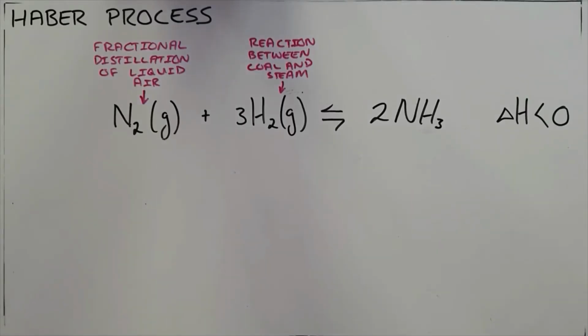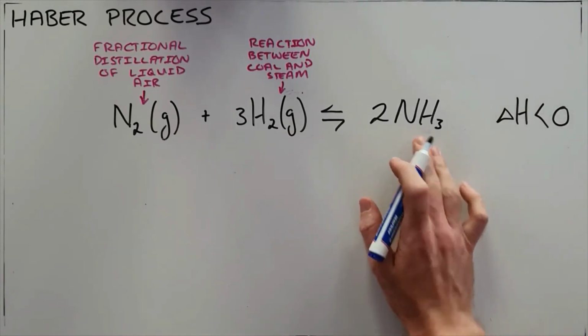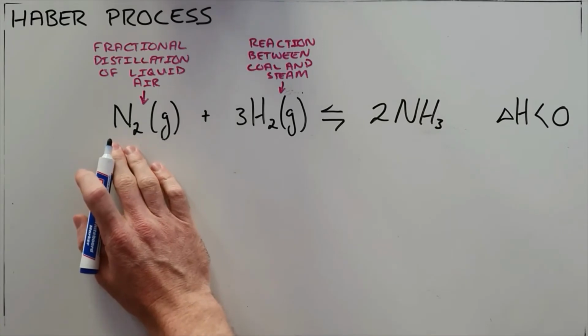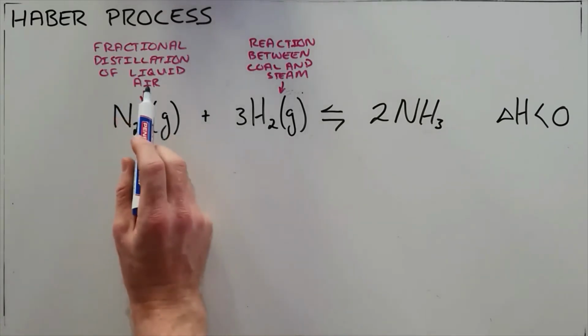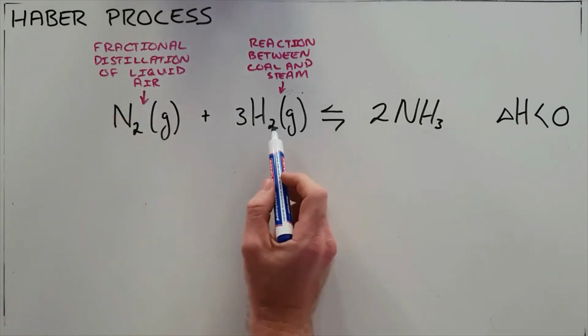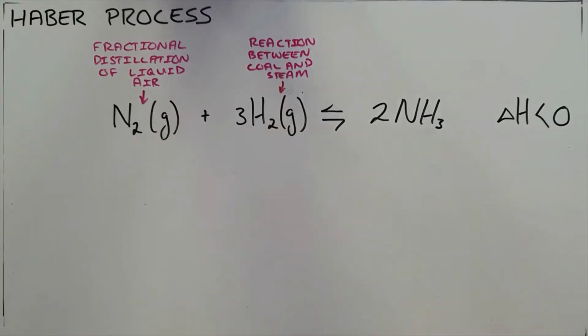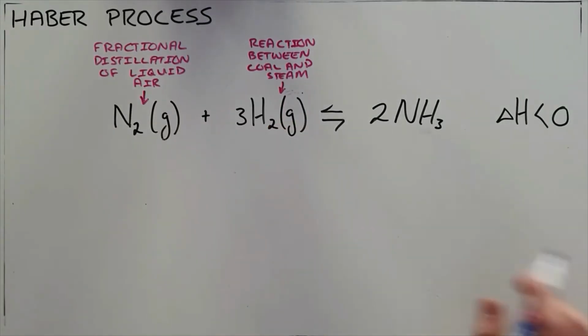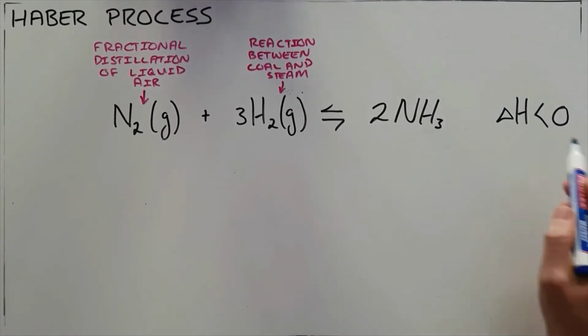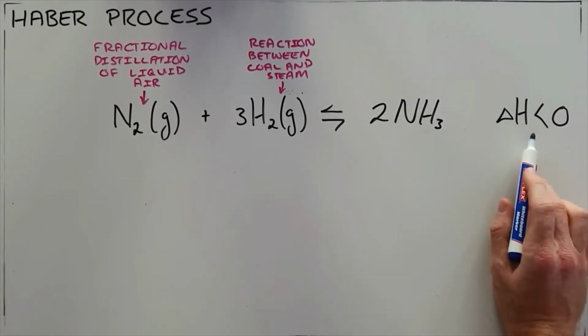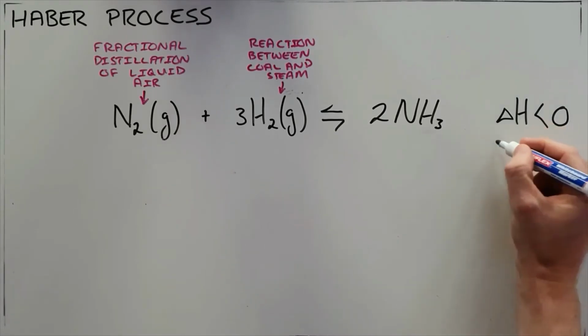The Haber process is the process required to produce ammonia, and that is by combining nitrogen that is obtained from fractional distillation of liquid air with hydrogen, which is obtained from a reaction between coal and steam. And as we can see here, this reaction has a negative enthalpy change, which means that it is exothermic.